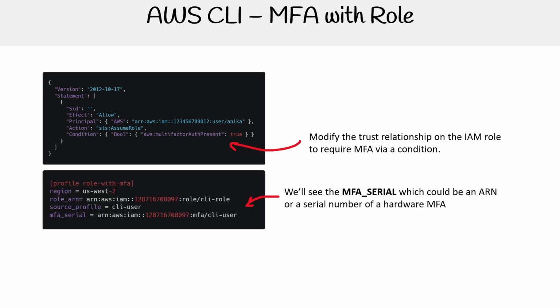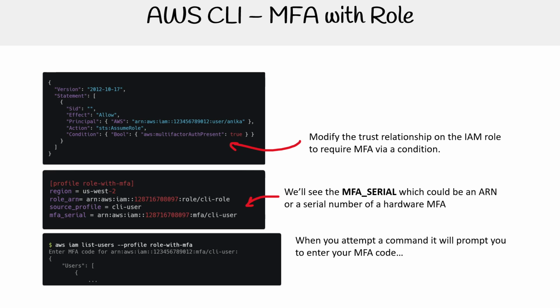So here in our profile, you can see we have the role ARN, right? And so that is the role that we were going to assume. The source profile there, CLI user, is what has the access key and secrets, which is going to assume that role, which is going to check that trust policy to see that MFA is required. We have a flag there called MFA serial, and that is going to point to the MFA device, whether it's hardware or virtual.